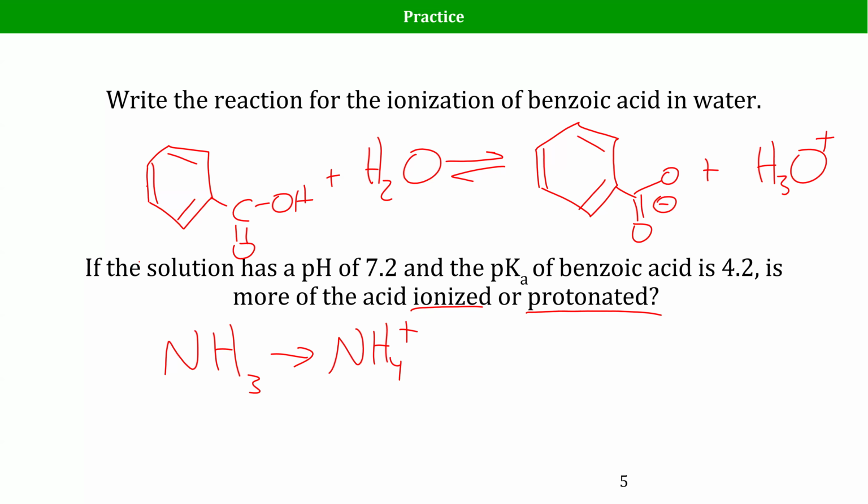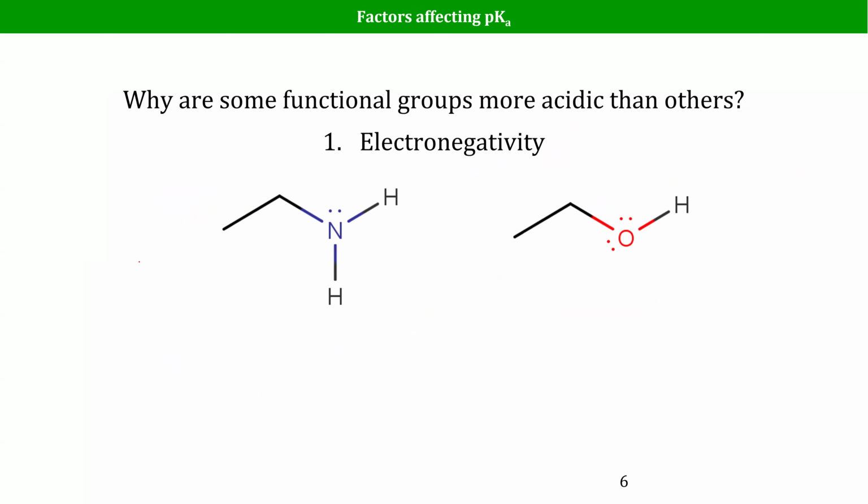All right, so what are the factors that affect how acidic a functional group is? Electronegativity. It's all going to come back to the same things, electronegativity and resonance. So out of these two, which one is going to be more acidic and why? We know that it's electronegativity, but more explicitly. Oxygens. Okay, why? It's more electronegative.